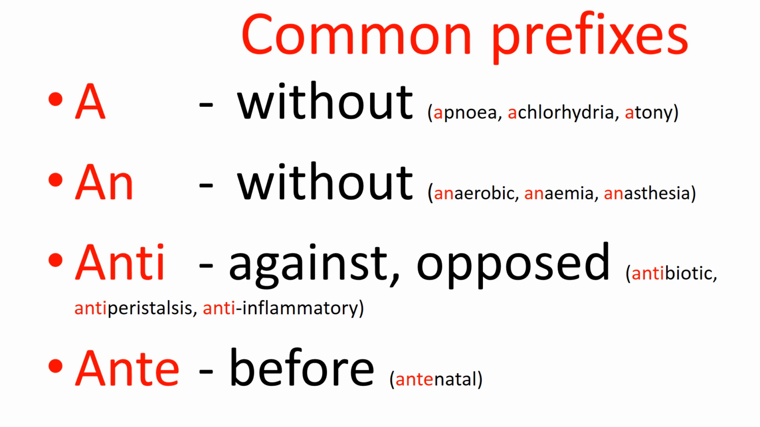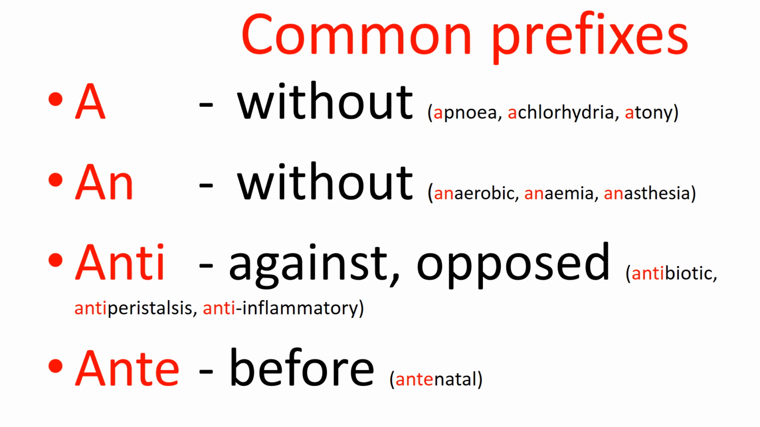Now, an in front of a word as a prefix also means without. So a or an in front of a word actually mean the same thing. So anaerobic. Anaerobic metabolism, for example, is metabolism that takes place in the absence of oxygen, giving rise to the production of lactic acid. So anaerobic means without oxygen.